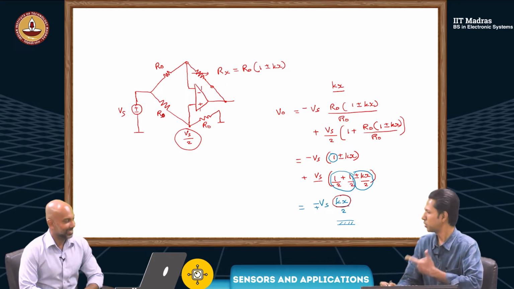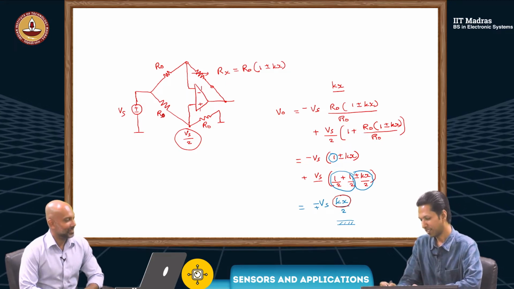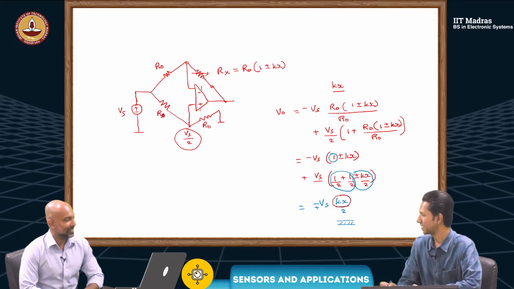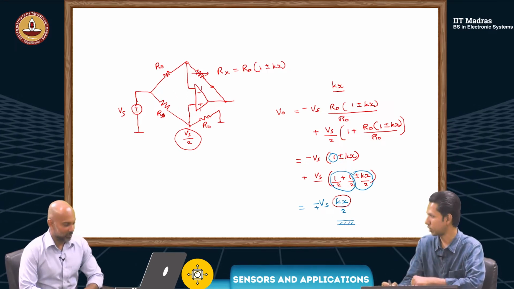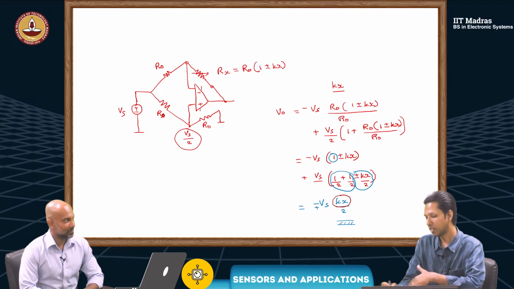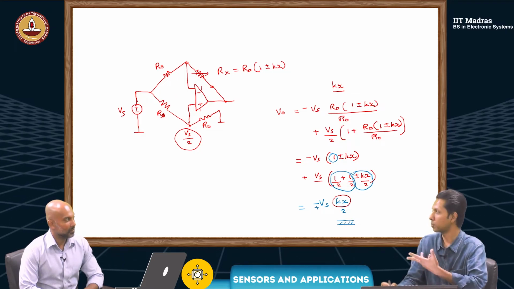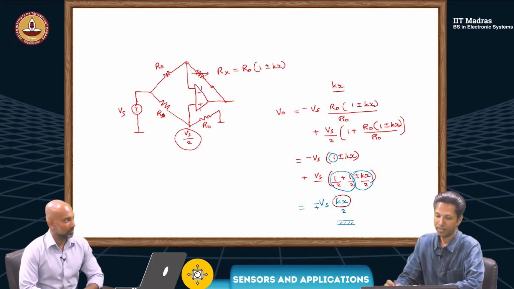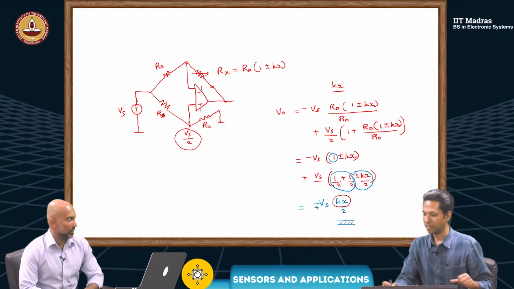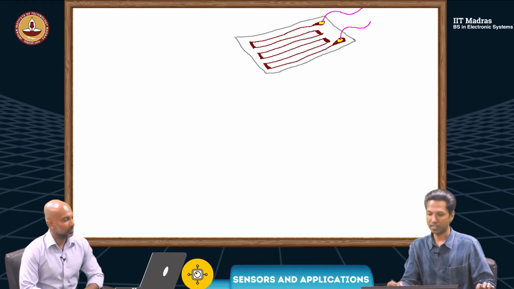Right. Although you were mentioning that there is not much amplification here, because it's just Vs multiplied by Kx by 2, and Kx is a small quantity. So we were saying if needed, further amplification can be done using other amplifiers, with some gain. This is what we briefly discussed in the previous class.